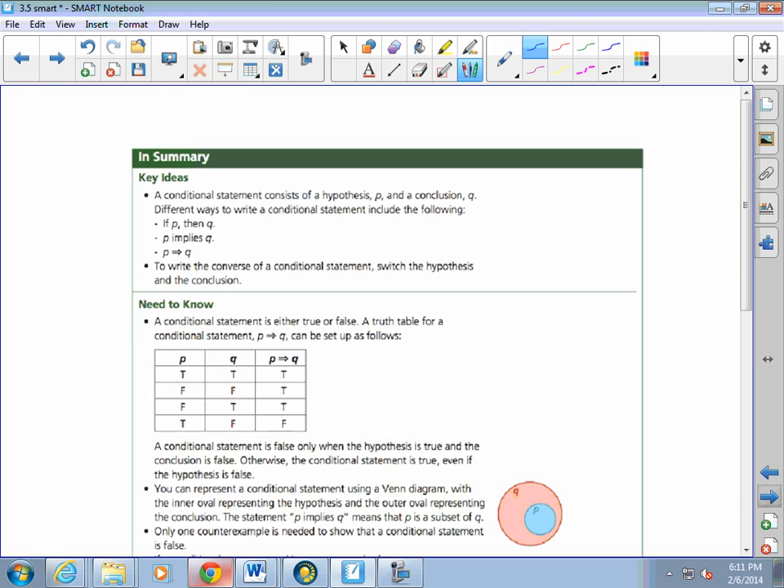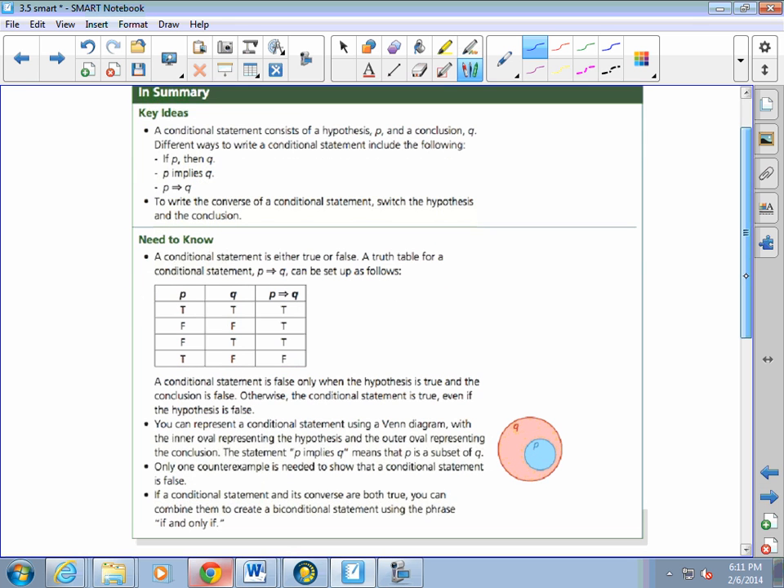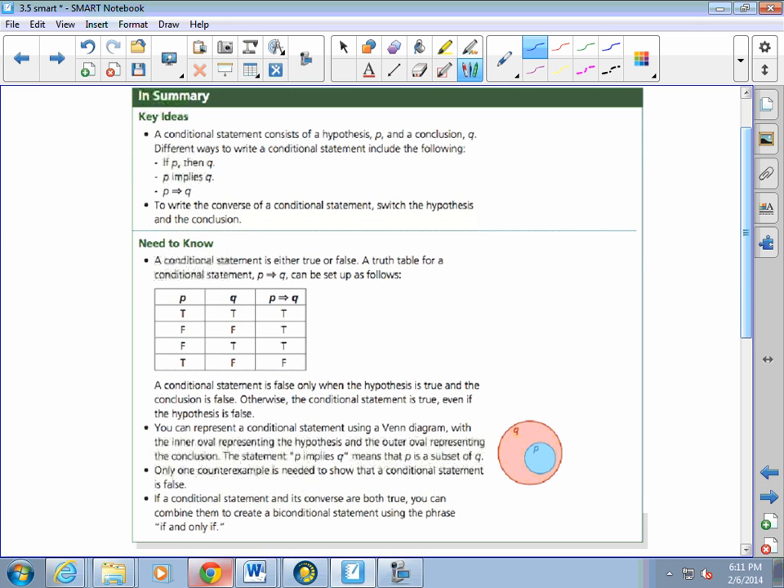Okay, the last page here is just kind of a wrap-up and a summary. So your key ideas: a conditional statement consists of a hypothesis P and a conclusion Q. Different ways to write a conditional statement include the following: if P then Q, P implies Q, or P arrow Q. To write the converse of a conditional statement, switch the hypothesis and the conclusion. So need to know, it says a conditional statement is either true or false. A truth table for a conditional statement can be set up as follows.